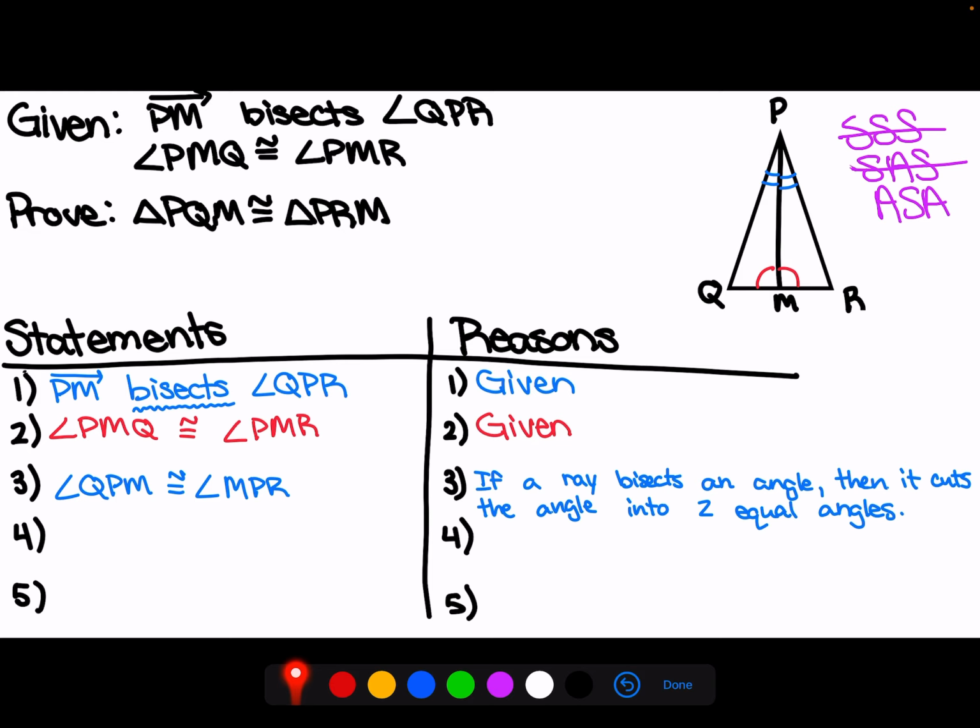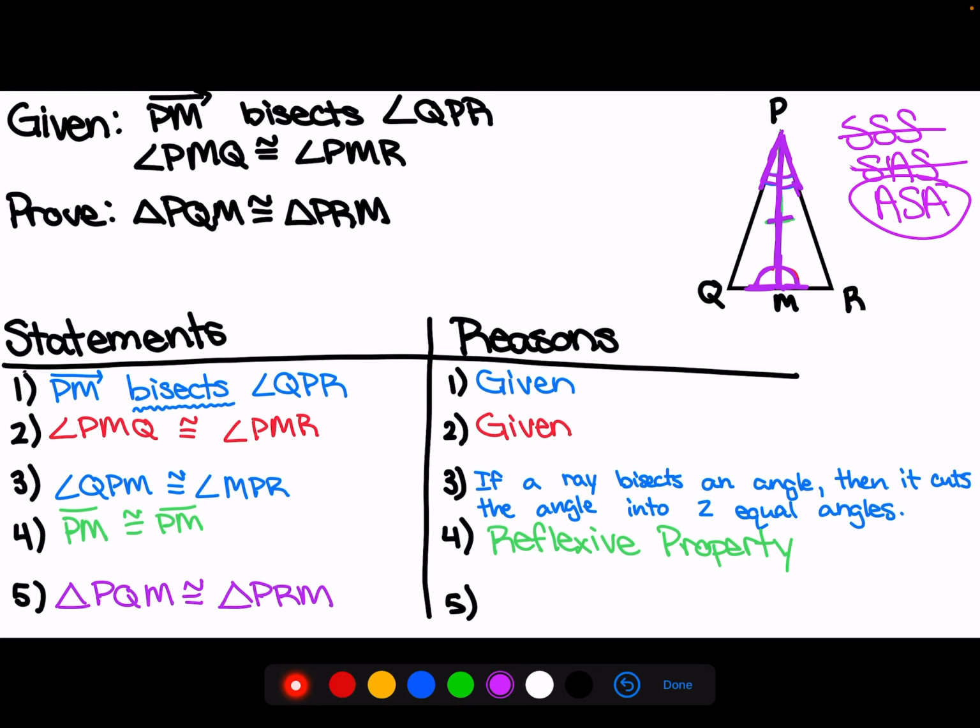Now, if I want to show that PM is congruent to something, well, what's it congruent to? Well, it's shared by both triangles, so it's congruent to itself. So PM is congruent to PM by which property? Well, that's by the reflexive property. Do we now have enough information for angle, side, angle? Absolutely. So we can say triangle PQM is congruent to triangle PRM by angle, side, angle. And with that, this proof is now complete.